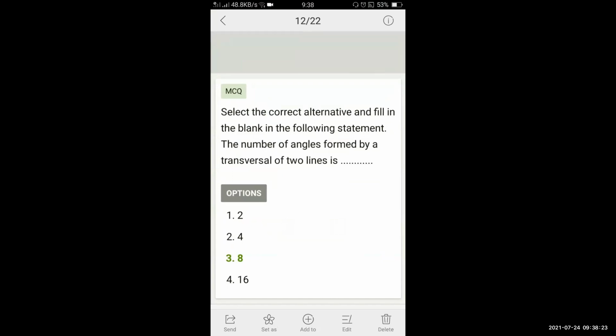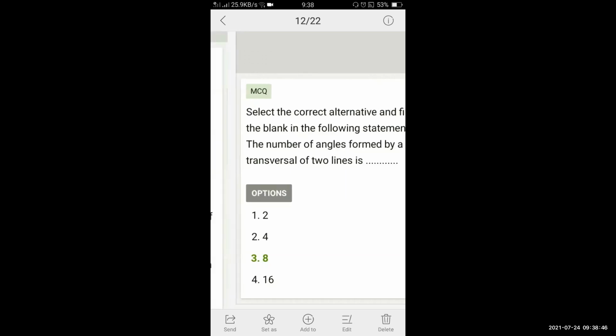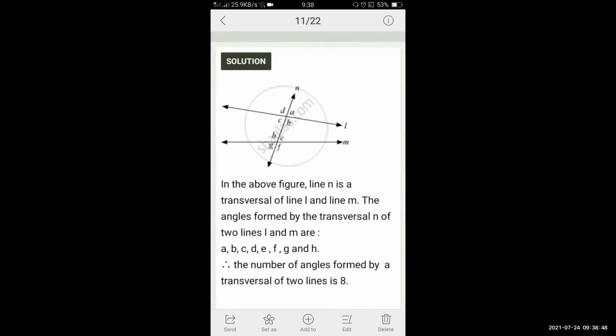Thank you, ma'am. Okay, so the next MCQ is here. The number of angles formed by a transversal of 2 lines. Okay. Now, recall the diagram. If 2 lines are given and their transversal along with, then how many angles form there? Okay, here is the diagram.